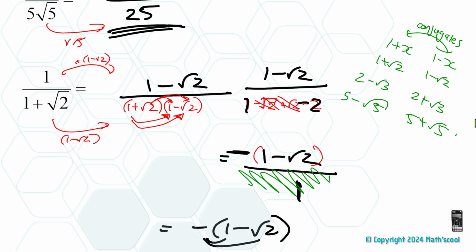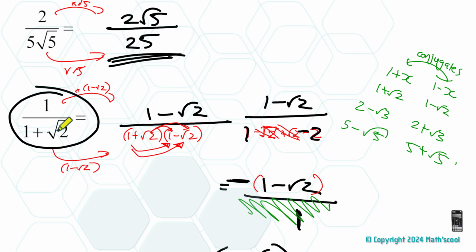Okay, so that's how we deal with this type of surd in our denominator. You have to multiply by the conjugate. You have to know what a conjugate is. We're going to encounter more questions like that in the lesson.